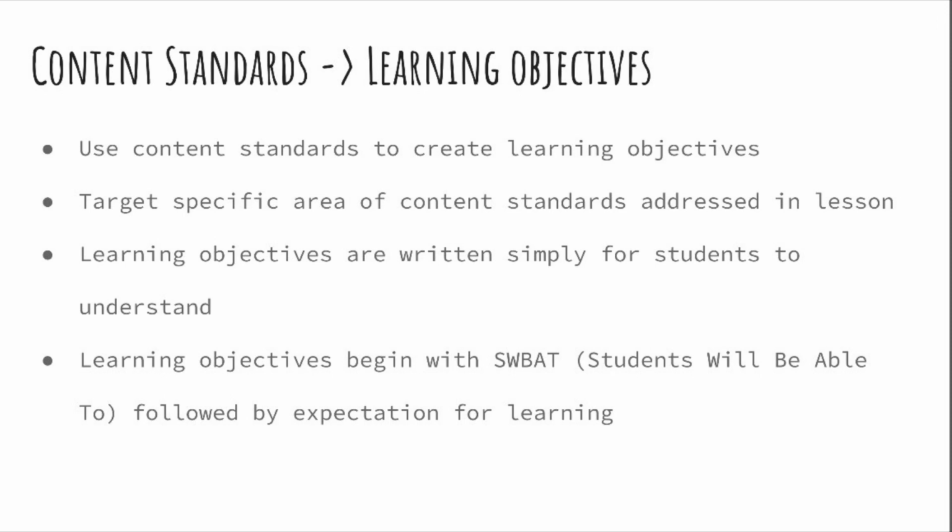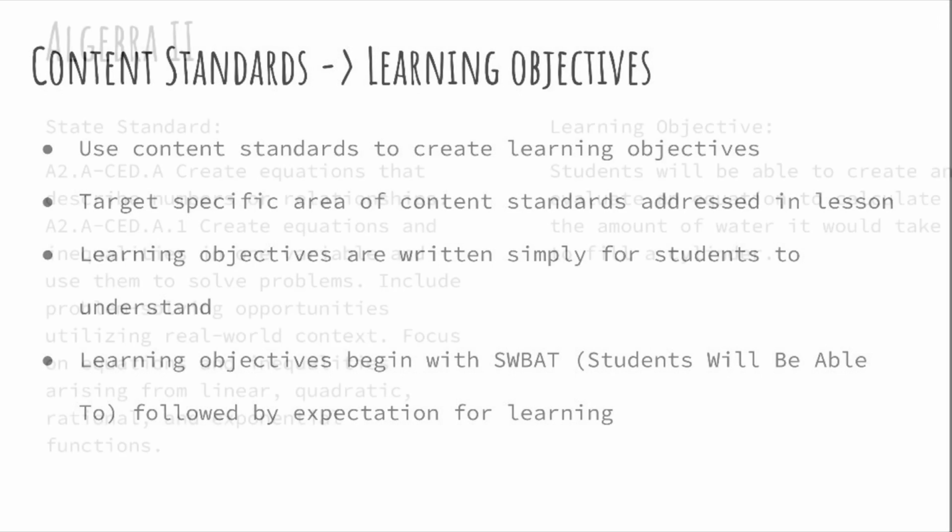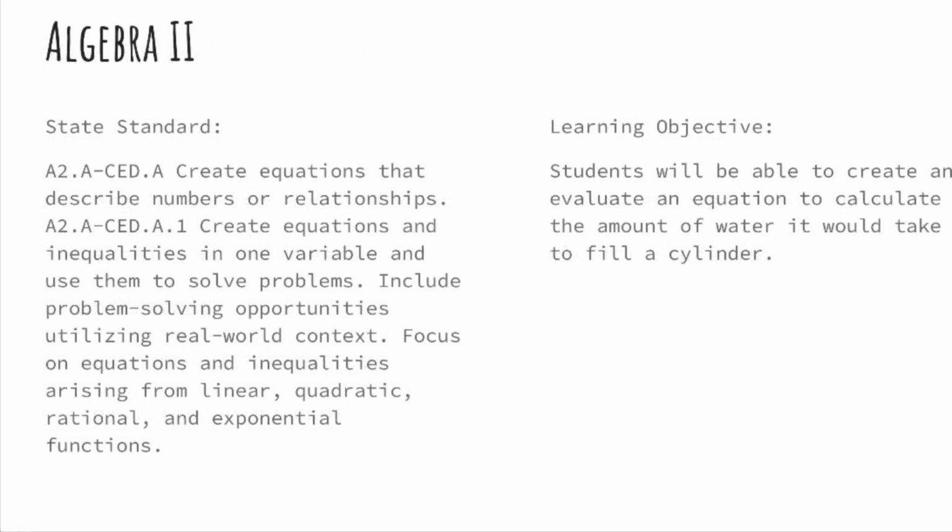Here are some examples of content standards and learning objectives for different subjects. We will start with 11th grade Algebra 2. The state standard we have chosen for Algebra 2 is to create equations and inequalities in one variable and use them to solve problems. Include problem-solving opportunities in utilizing real-world context.